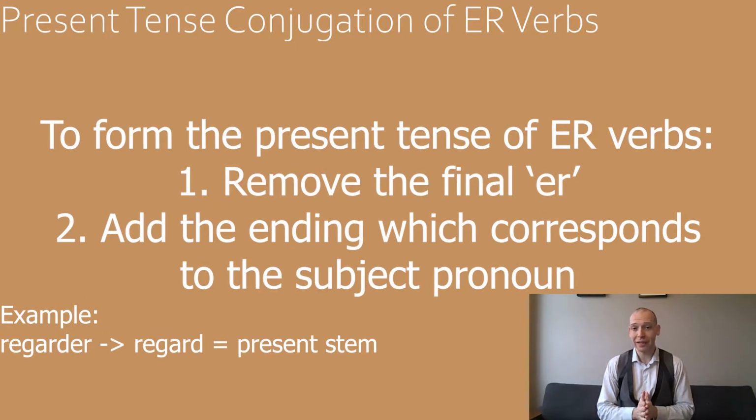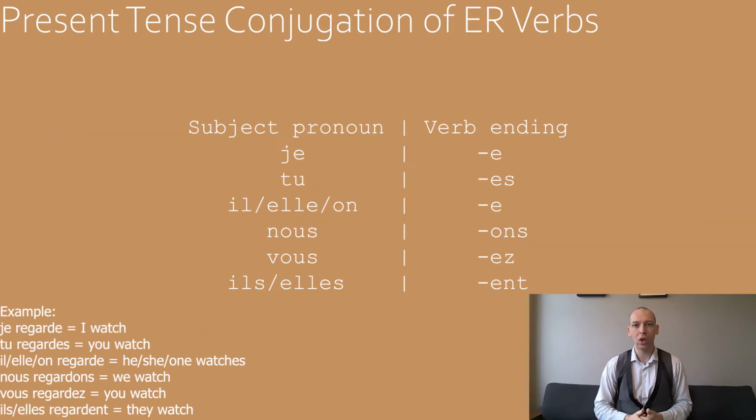To form the present tense of ER verbs, we first remove the ER. This gives us the present stem. For example, I remove the ER from the verb regarder to make regard. And then we add the ending that corresponds to the subject pronoun we want to use. For je, the ending is an E, making je regarde, I watch. For tu, the ending is ES, making tu regardes, you watch.